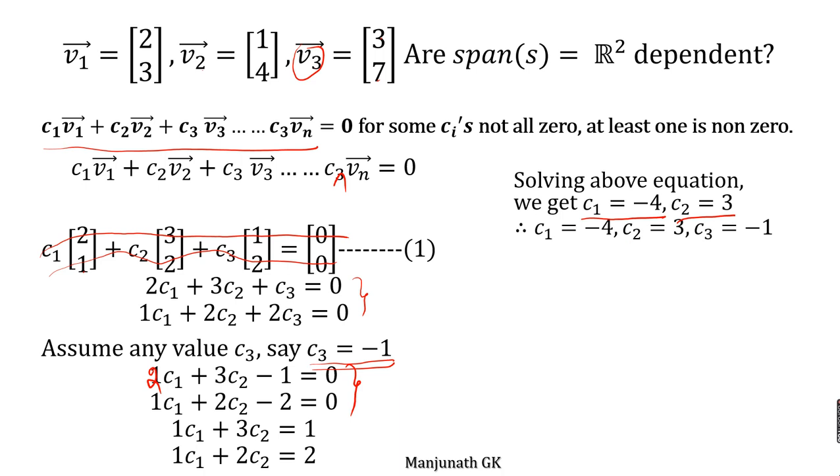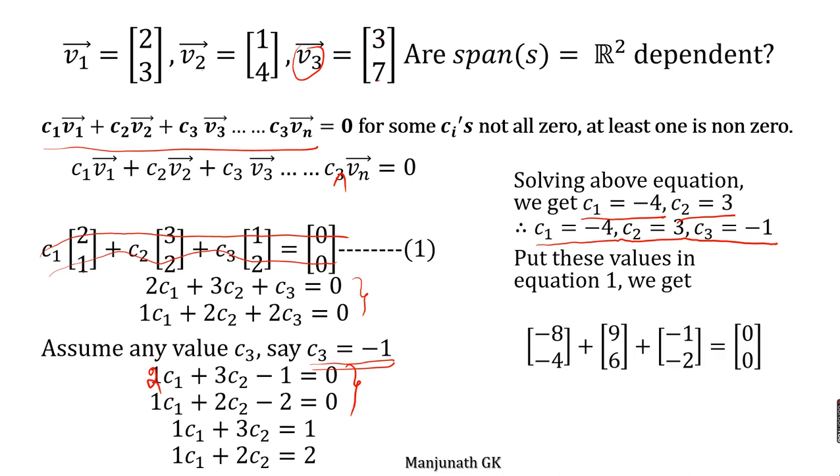As a result, we have calculated C1, C2 and C3. C3 is -1, it is assumed. For that assumption, C1 and C2 are calculated. Put these values in equation number 1.